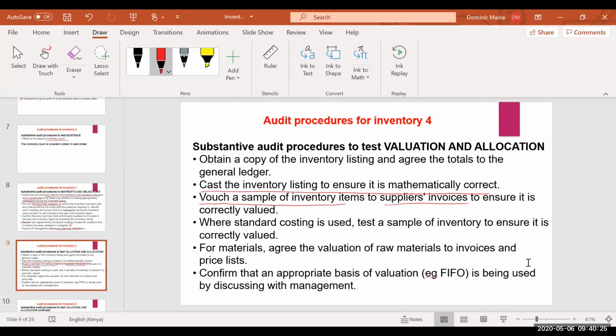For material, agree the valuation of material to invoices and the price listing. Confirm the client is using the appropriate basis for valuation, so definitely we need to confirm as well that the client is using the correct valuation basis. Now, there are 4 valuation bases you can use. Let me confirm whether you still remember them.